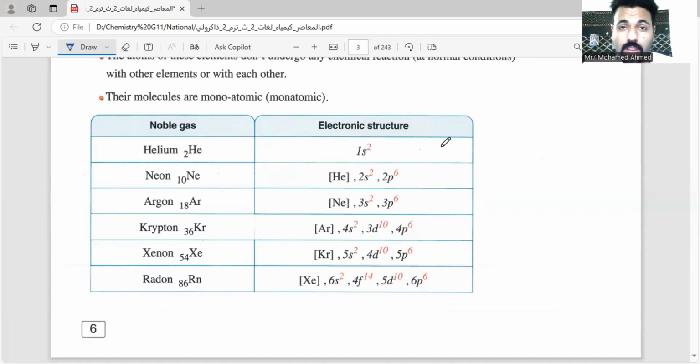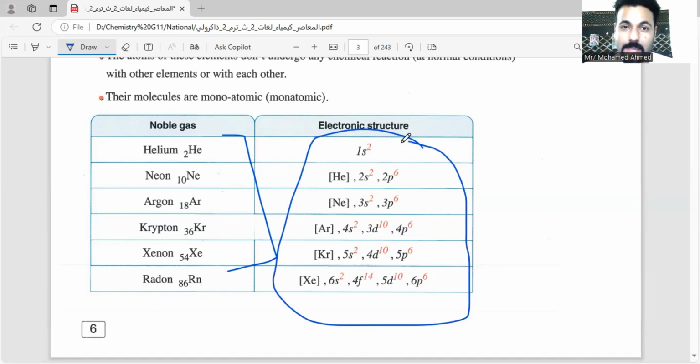By the way, any other elements tend to reach the same electronic configuration of noble gases. So other elements lose, gain, or share electrons to reach the electronic configuration of the nearest noble gas. Okay? As you know, by sharing, by losing, by gaining electrons.